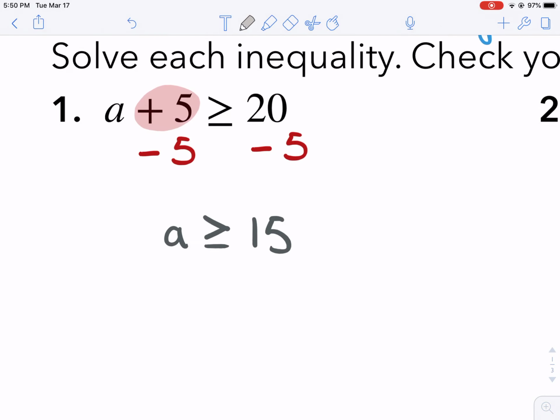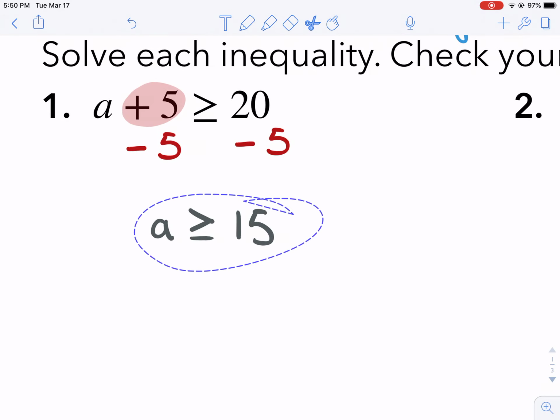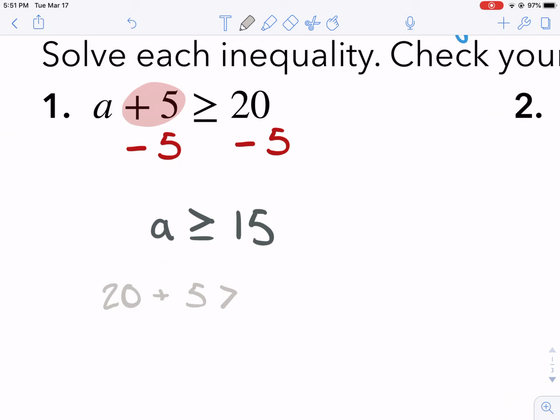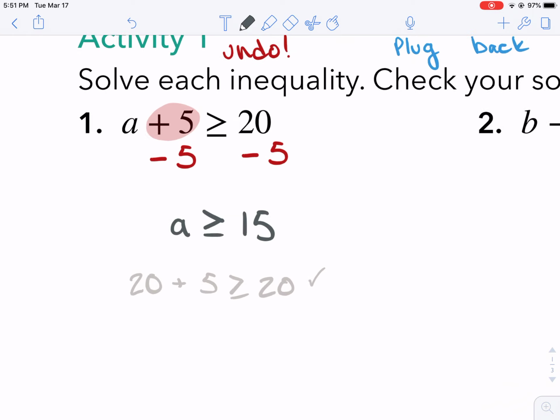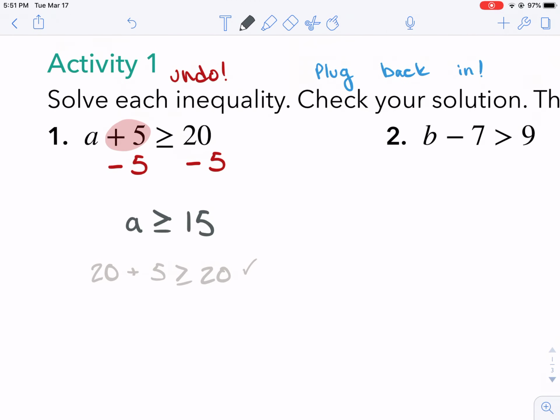Now to check this, we're going to pick any number that is greater than 15. How about 20? And let's plug that back into our original inequality. Is it true that 20 plus 5 is greater than or equal to 20? Well, 25 is greater than 20, so yes, that's true. It works. Yay!